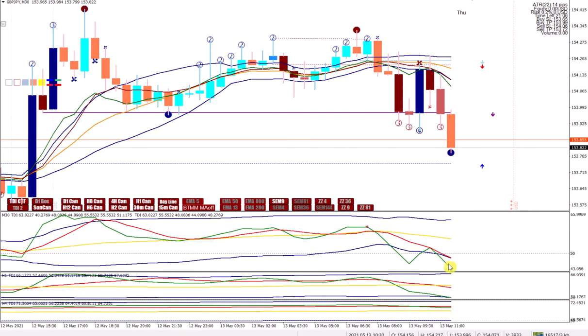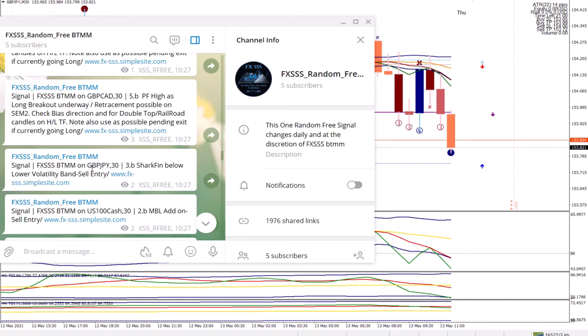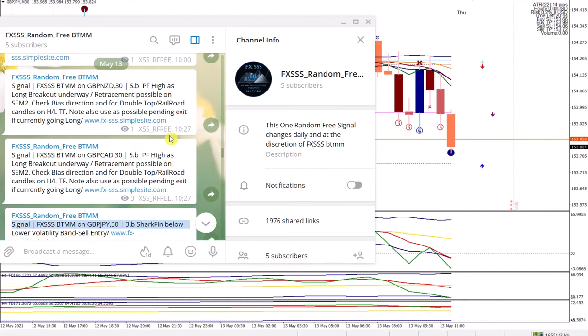Let's just see. You can see it's a shark fin. I picked this up by just switching over to Telegram and finding it here, right? 1027. It's probably one earlier here, but it's probably this one here. 1027, which means it was a 10 o'clock candle. Could have been one earlier.